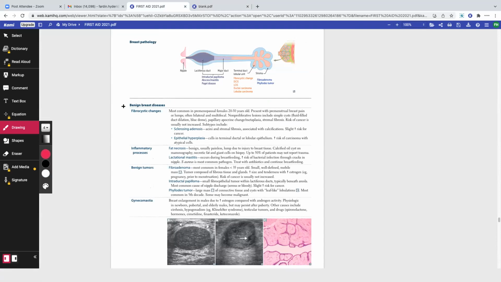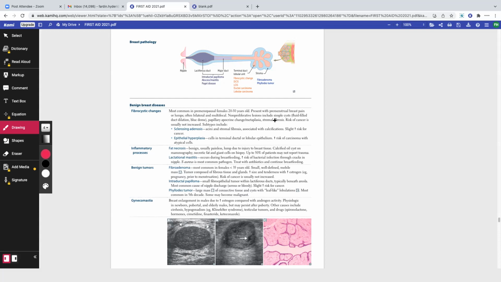Now let's talk about the benign breast diseases. Since we have addressed the important question, let's talk about fibrocystic changes a little bit in detail. This is most common in premenopausal women. This presents with premenstrual breast pain or lumps. Please underline lumps. They're often bilateral and multifocal, and they are composed of cysts. And over here, we can get papillary, apocrine, or stromal fibrosis in fibrocystic changes, which are not important.